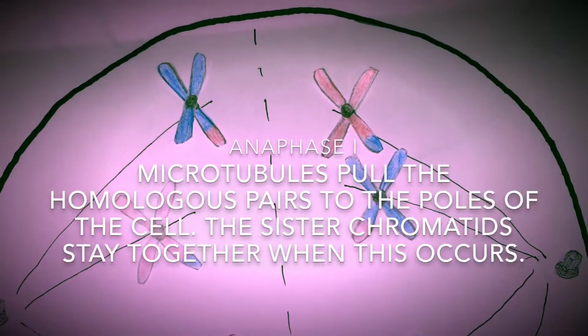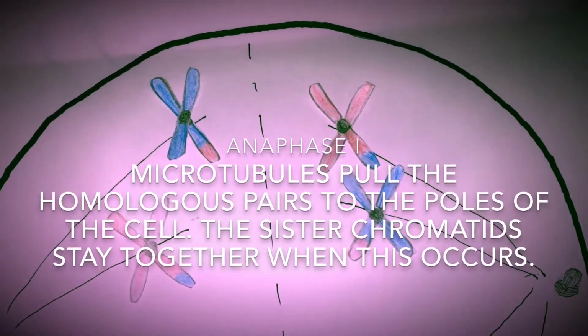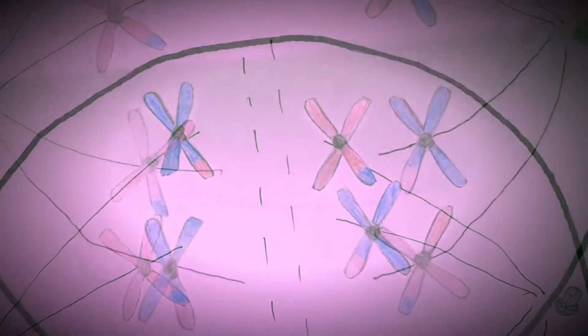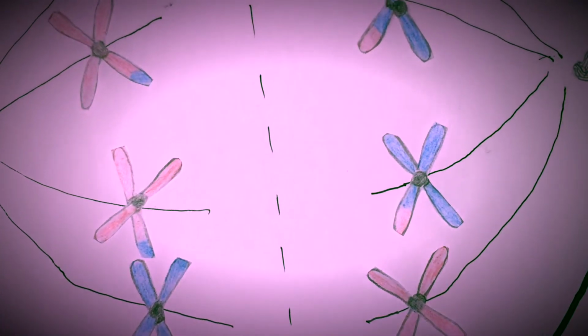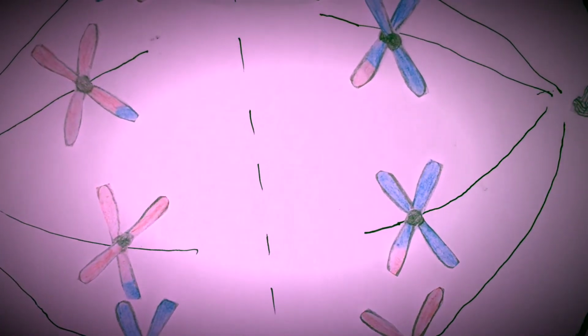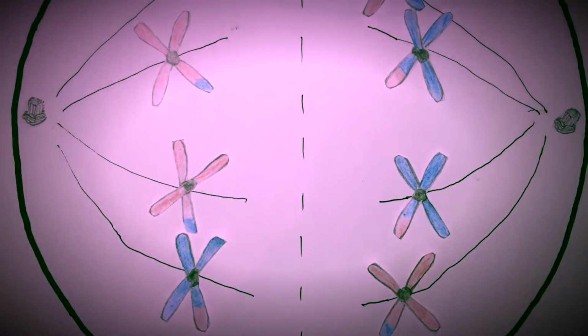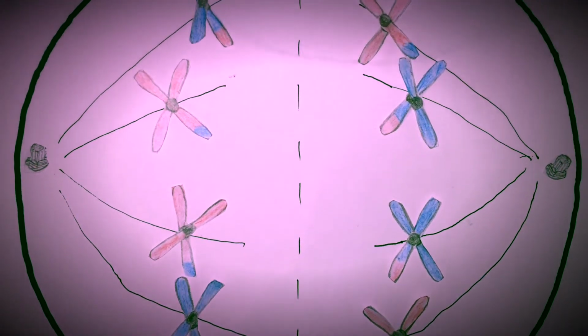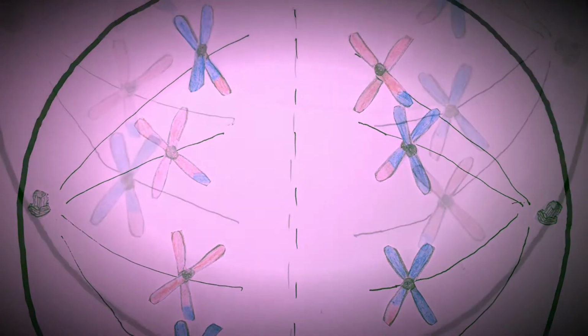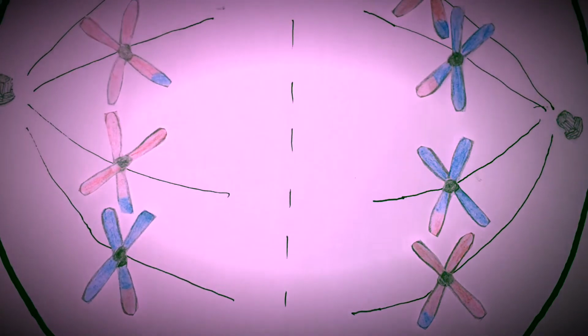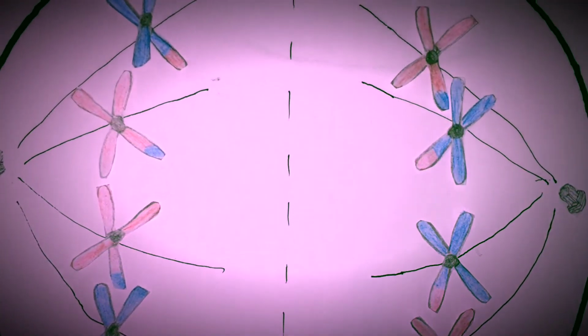Anaphase 1. Microtubules pull the homologous pairs to the poles of the cell, as shown in the images. The sister chromatids stay together when this happens. Homologous chromosomes have a combination of paternal and maternal genes that are now destined to be separated into 2 genetically different daughter cells.